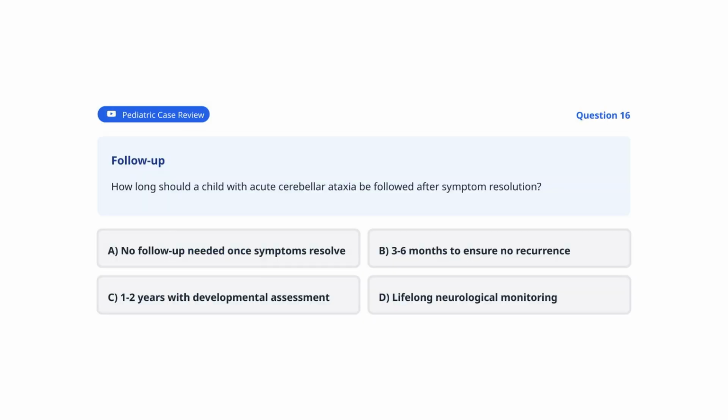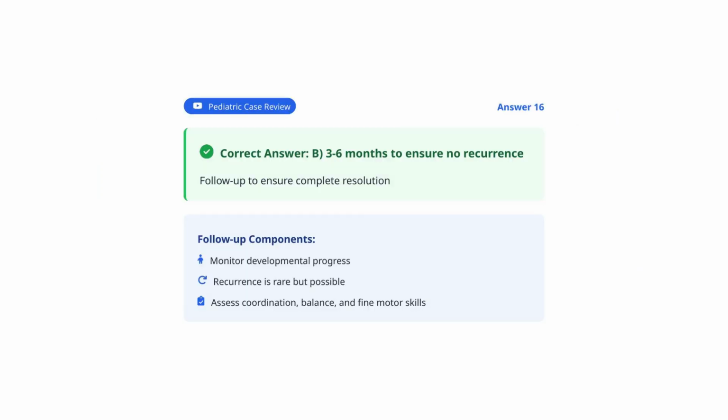How long should a child with acute cerebellar ataxia be followed after symptom resolution? Is it A. No follow-up needed once symptoms resolve, B. 3 to 6 months to ensure no recurrence, C. 1 to 2 years with developmental assessment, or D. Lifelong neurological monitoring? The correct answer is B.